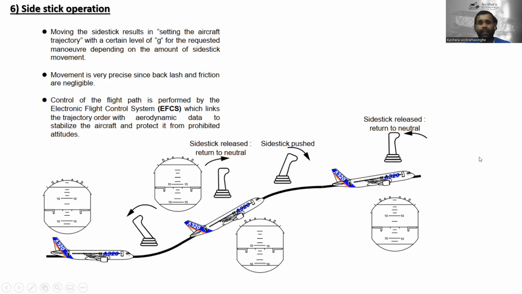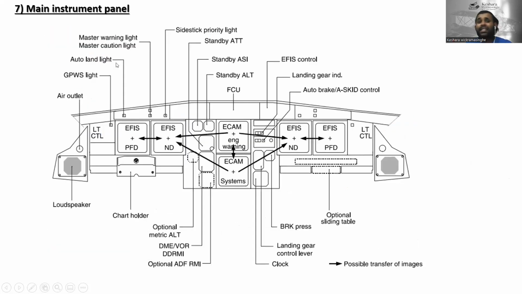Now the next one is the main instrument panel. These are the six display units. This is called the EFIS, this is the PFD, and this is the navigation display. This is ECAM, the engine warning display, and the ECAM system display, and this one is for the first officer, navigation and PFD, primary flight display. I will introduce each and every one.